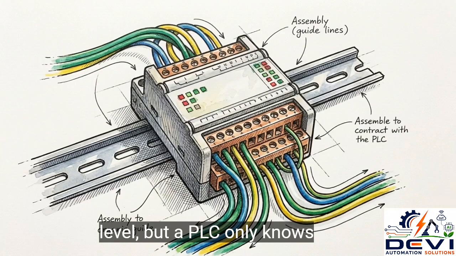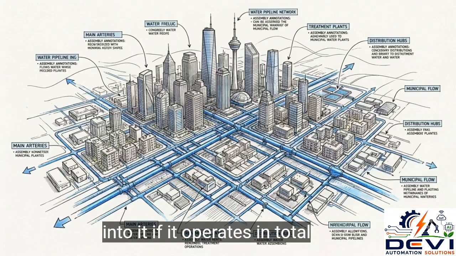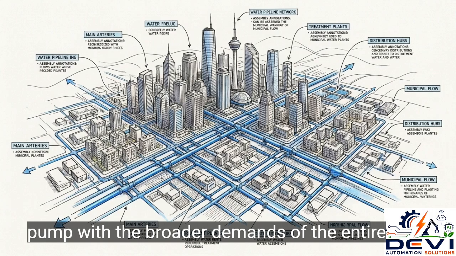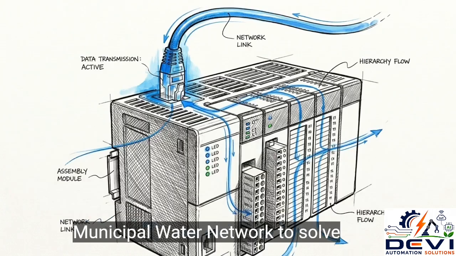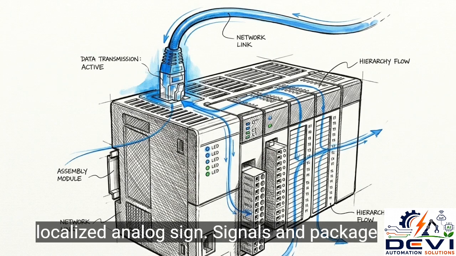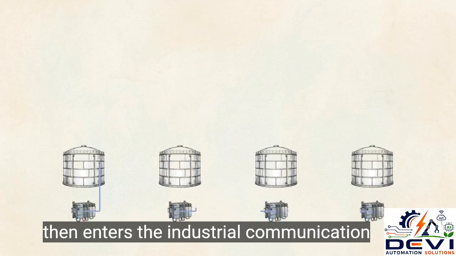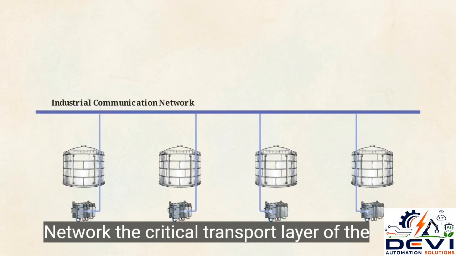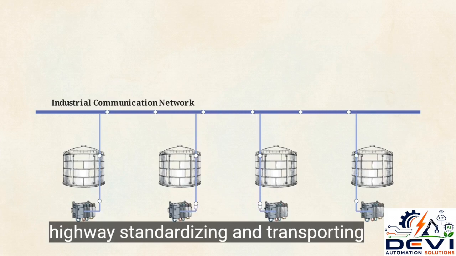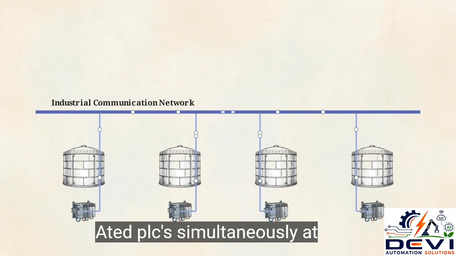But a PLC only knows about the specific hardware wired directly into it. If it operates in total isolation, it cannot coordinate its pump with the broader demands of the entire municipal water network. To solve this, the PLC must digitize those localized analog signals and package them for outward transmission. The data then enters the industrial communication network, the critical transport layer of the architecture. This network acts as a highway, standardizing and transporting data streams from dozens or hundreds of distributed PLCs simultaneously.